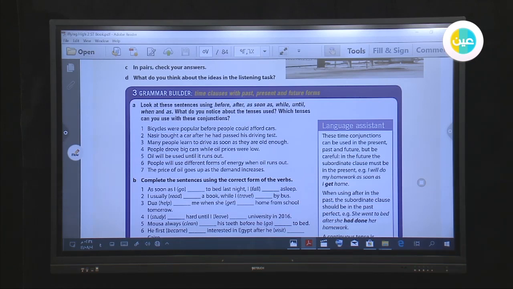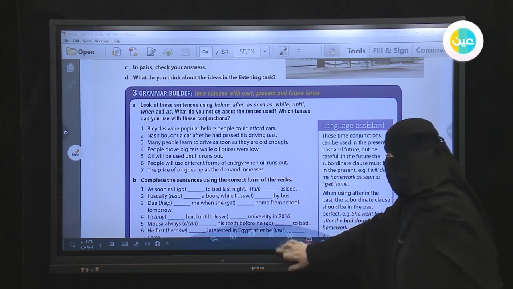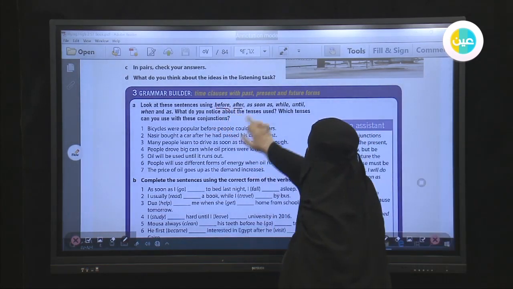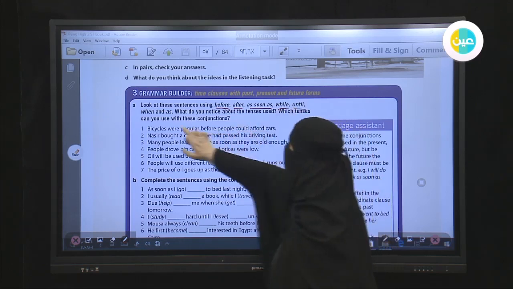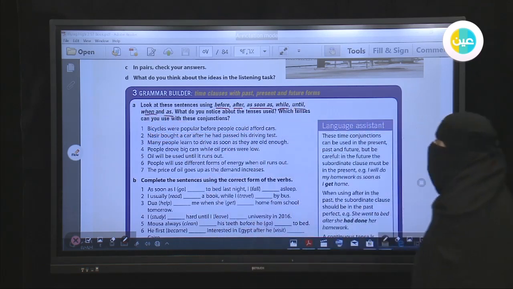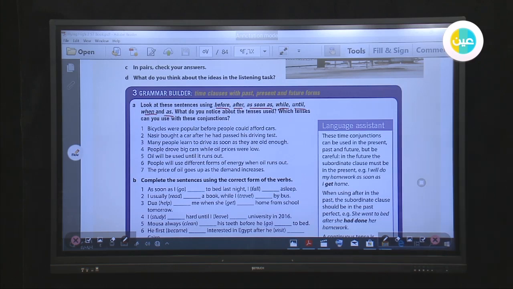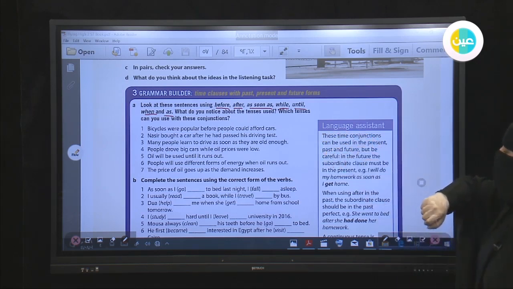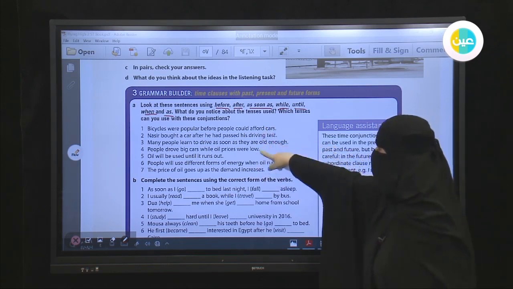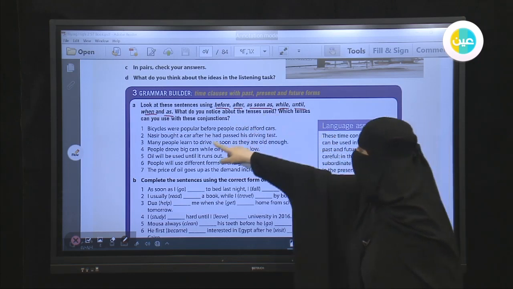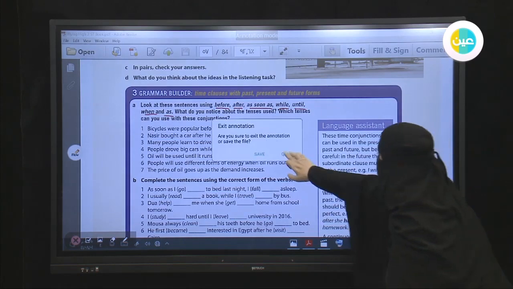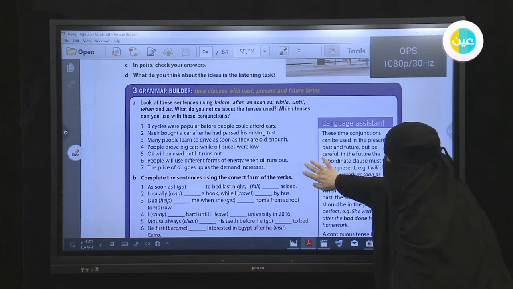Look at these sentences using before, after, as soon as, while, until, when, and as. Okay, these are some words to relate sentences. What do you notice about the tenses used here? Which tenses can you use with these conjunctions? Okay, we will read the sentences, then we will decide which tenses are used with the conjunctions. Conjunctions, okay?